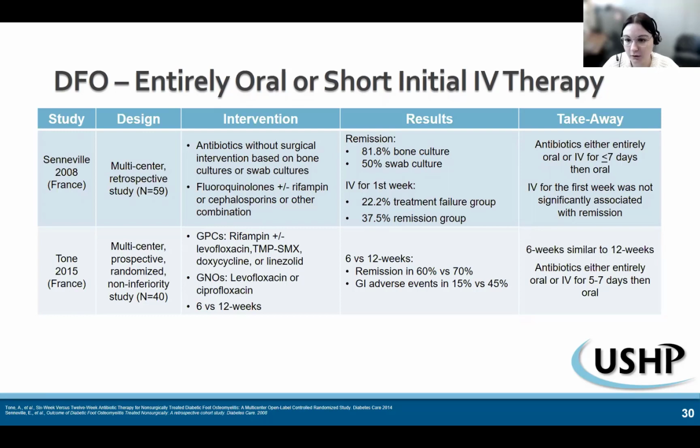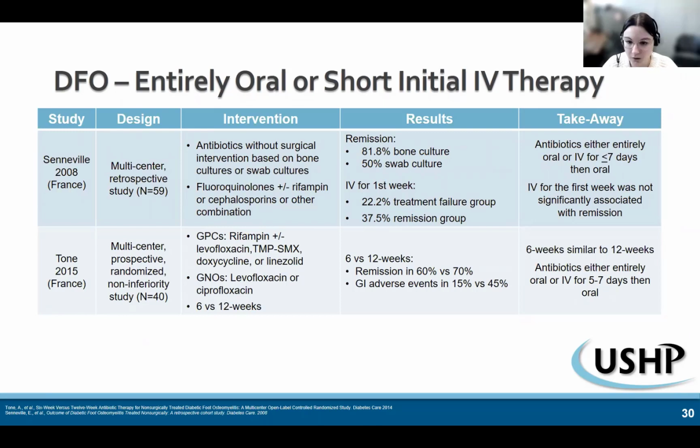So the purpose of the first trial here was to identify the criteria predictive of remission in non-surgical treatment of diabetic foot osteomyelitis. The intervention was to treat with antibiotics only, using fluoroquinolones with or without rifampin or another combination of antibiotics. Looking at the participants who had treatment failure, about 22% received IV antibiotics for the first week, and about 37% of those in the remission group received IV treatment for the first week.